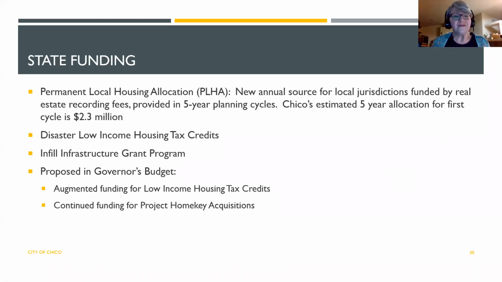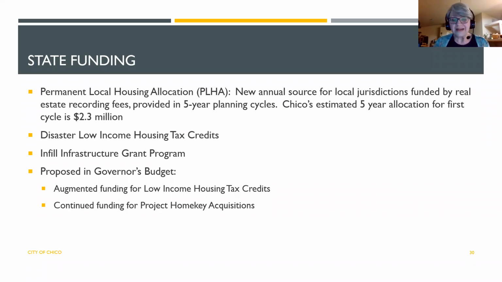In terms of state funding, the newest funding source that will be made available to the city is the Permanent Local Housing Allocation, known as PLHA. This is a new annual funding source for local jurisdictions, which is funded by real estate transaction recording fees. And these funds are provided in 5-year planning cycles. Chico's estimated 5-year allocation for the first cycle is $2.3 million.